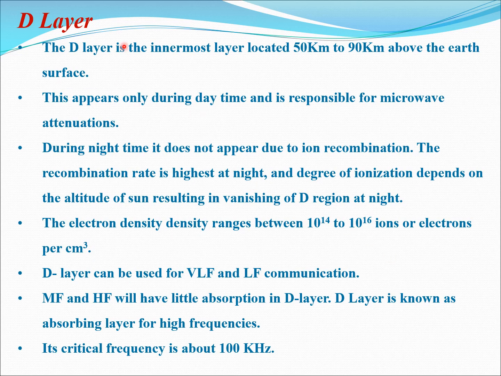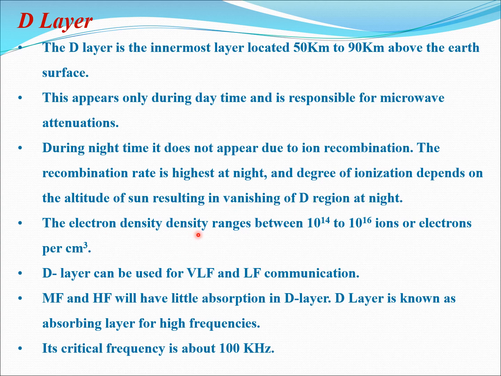Now let us study each of the layers in detail. D layer is the innermost layer, located 50 to 90 km above the Earth's surface. This appears only during the daytime and is responsible for microwave attenuation. During nighttime, it does not appear due to ion recombination. The recombination rate is highest at night, and the degree of ionization depends on the altitude of the sun, resulting in the vanishing of the D region at night.